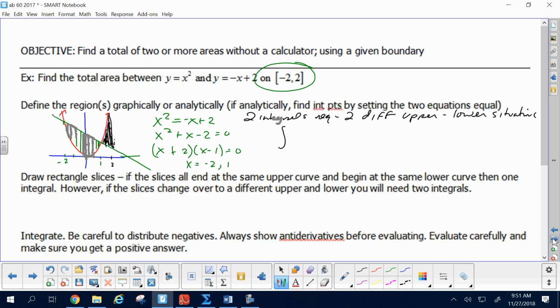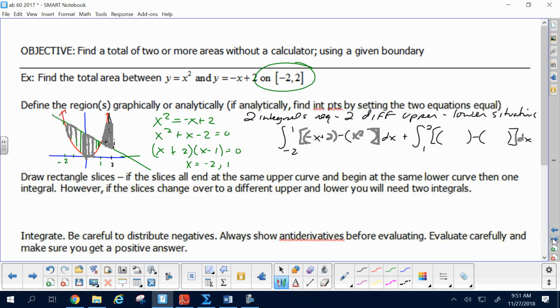The green region is from -2 to 1, and the integrand, upper minus lower, is the line, -x plus 2 minus x squared. Okay. Then we hand off to a totally different region, the black region, which is from where to where? 1 to 2, and now it's a different upper minus lower.